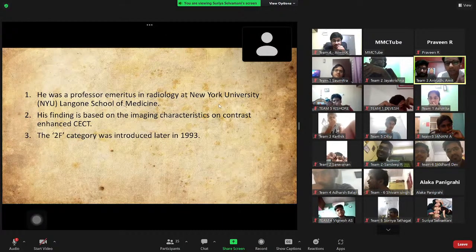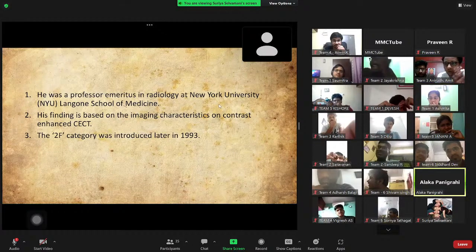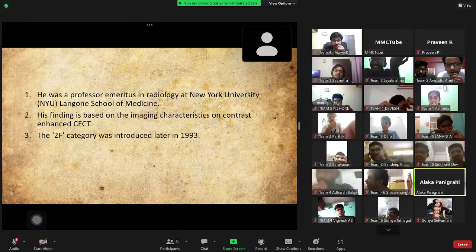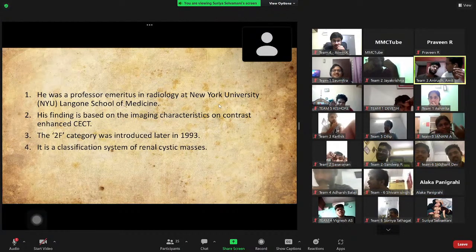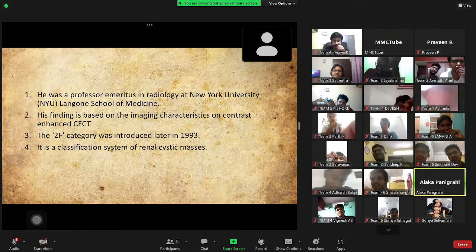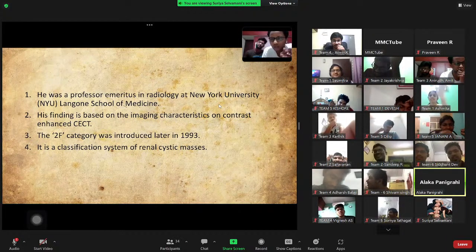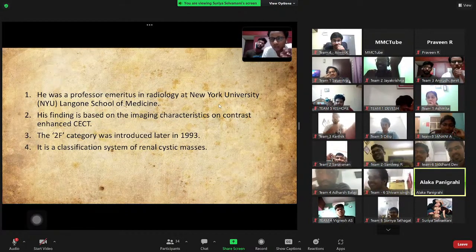Can you please give the last clue? Okay, the last clue: it is the classification system of renal cystic masses. Bosniak classification. Yes, Bosniak classification. So the scientist's name is Morton A. Bosniak. I will give you 10 points.